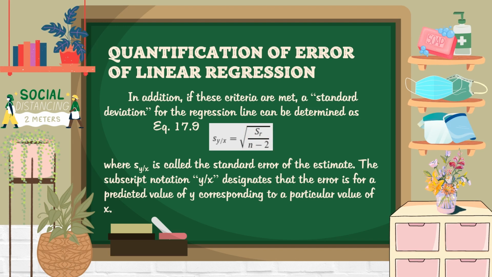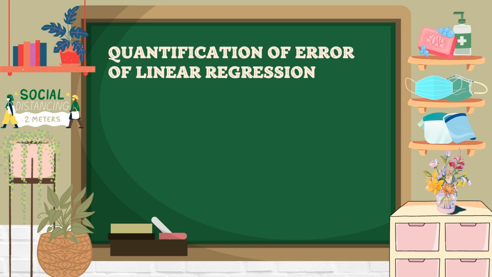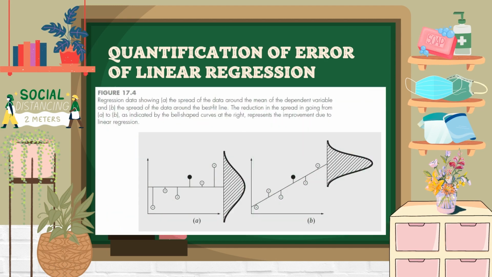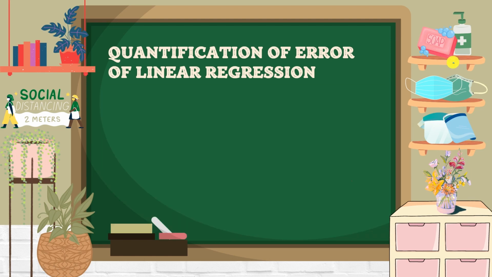Thus, for the case where n equals 2, equation 17.9 yields a meaningless result of infinity. Just as was the case with the standard deviation, the standard error of the estimate quantifies the spread of the data. However, S sub y over x quantifies the spread around the regression line, as shown in figure 17.4b, in contrast with the original standard deviation S sub y that quantified the spread around the mean, as shown in figure 17.4a.